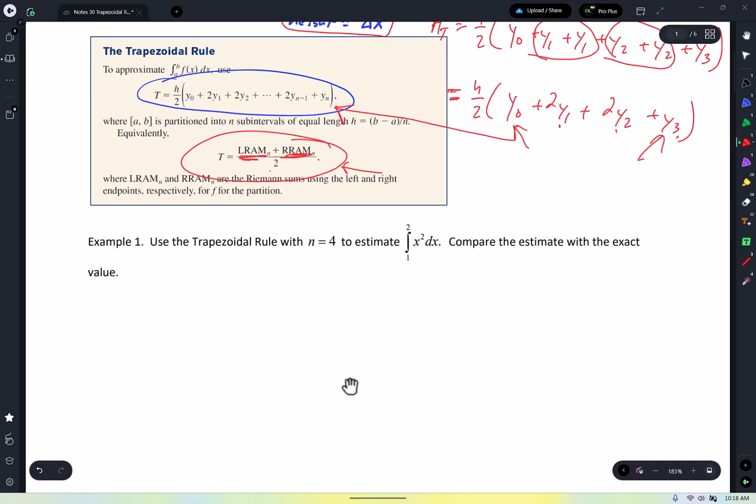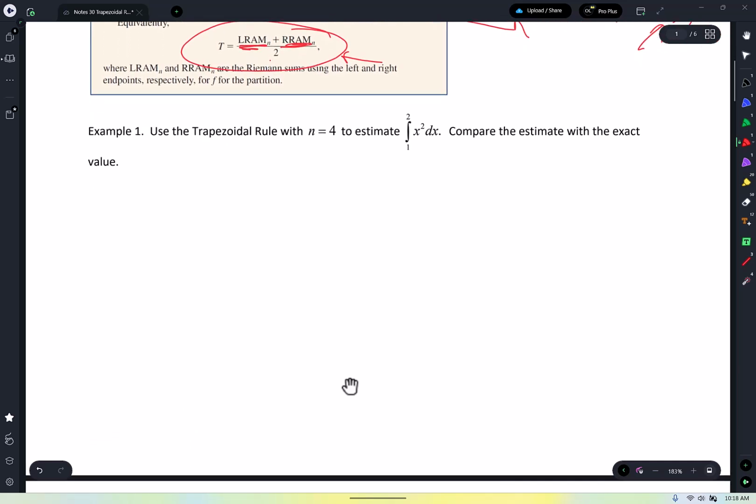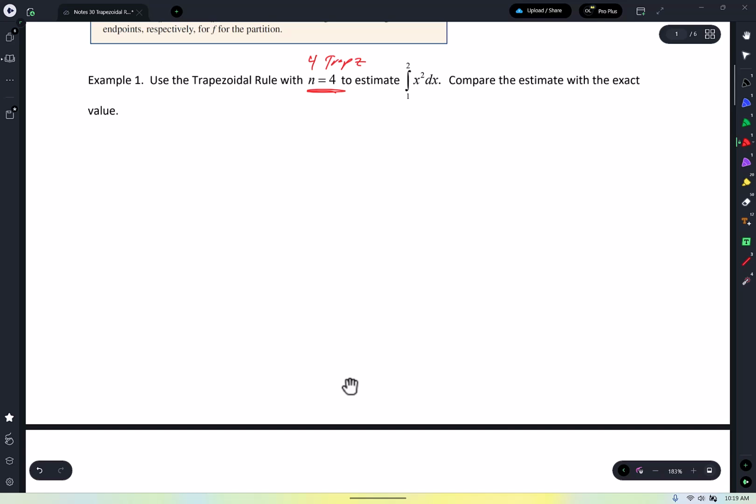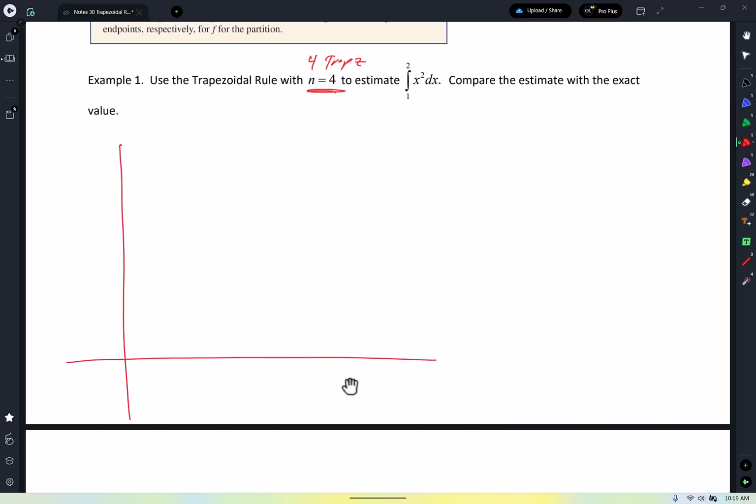We're just going to go right into it. It's not that bad. It says use the trapezoidal rule where n equals 4. So that means 4 trapezoids, 4 traps, to estimate the area under the curve from 1 to 2 of x squared. So here it is. I'm exaggerating x squared, guys.